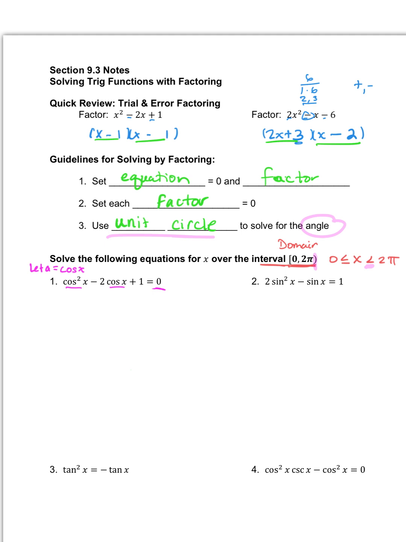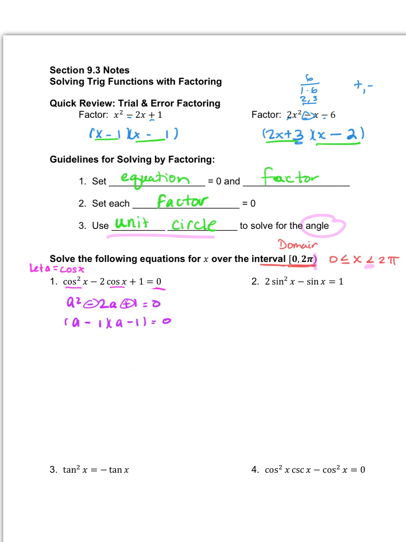So I will have a squared minus 2 times a plus 1 equals 0. This will help me factor more easily. You do not have to do this step, but just in case. So let's go ahead and factor: a minus 1, a minus 1. It has to be minus, minus, based on our rules.